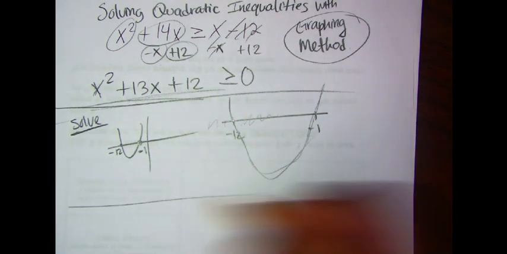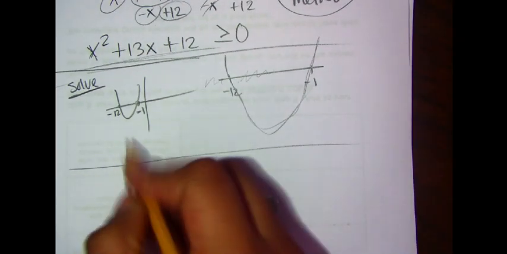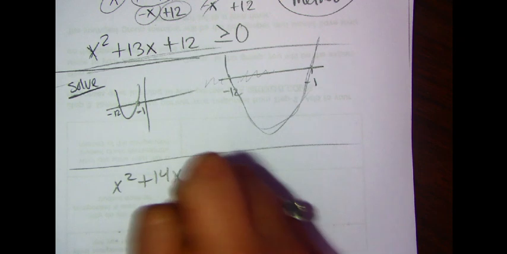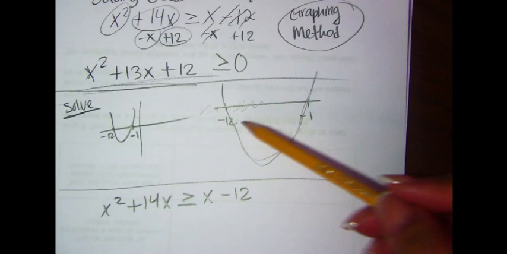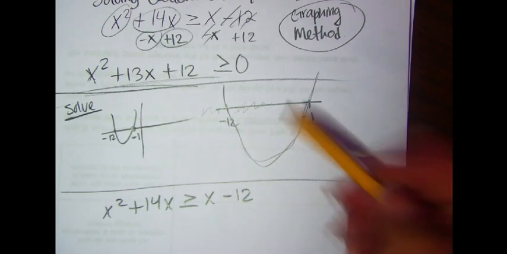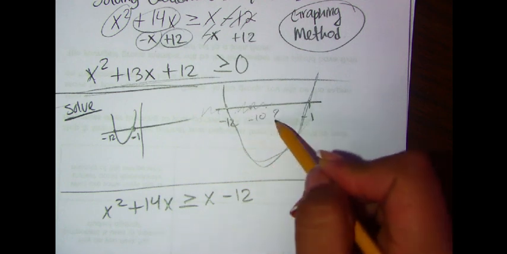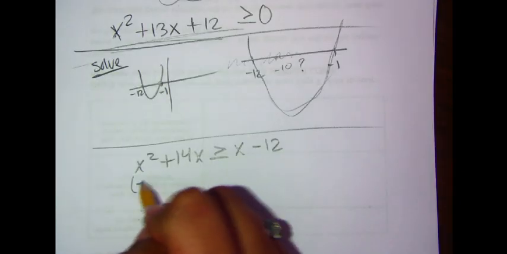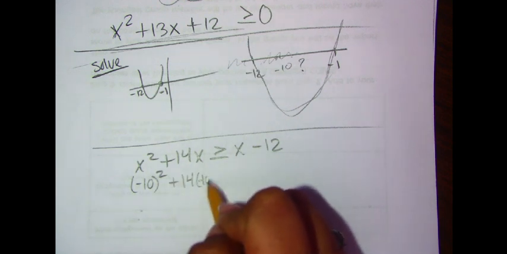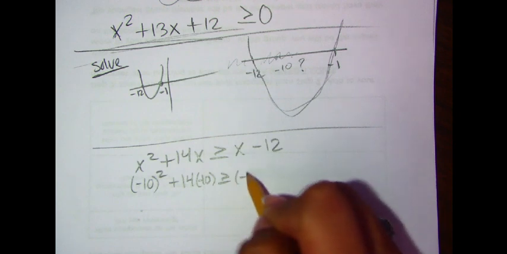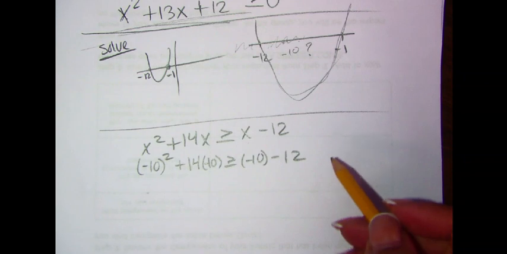Okay. So for the third step, we're going to now kind of test that out. We have the inequality x squared plus 14x greater than or equal to x minus 12. And we're going to choose a number in between -12 and -1, or any number in there. Let's use -10. -10 is somewhere in here. And then if we substitute a -10 for the x in here, and another -10 for that x, now we're going to check if this statement is true after we simplify.